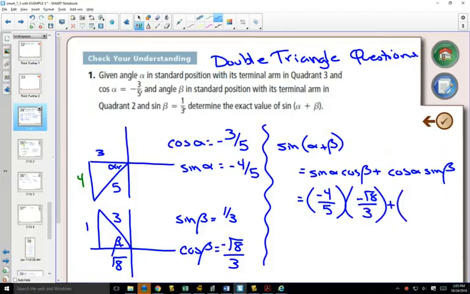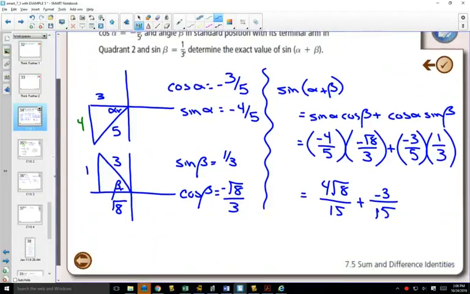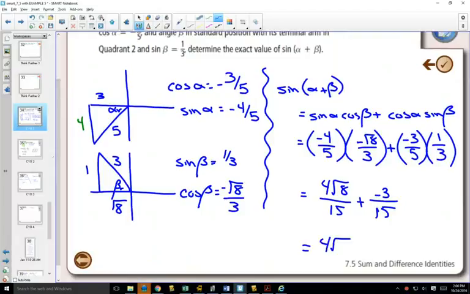You know what cos of alpha is. Cos of alpha is -3/5. And you know that sine of beta is 1/3. These are non-calculator questions because if you multiply these, you will get 4√8/15 plus a -3/15. And those already have a common denominator. So you get 4√8 minus 3 all over 15.